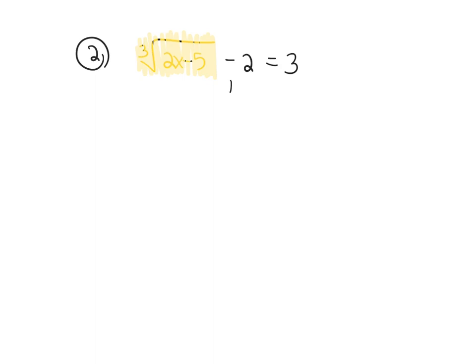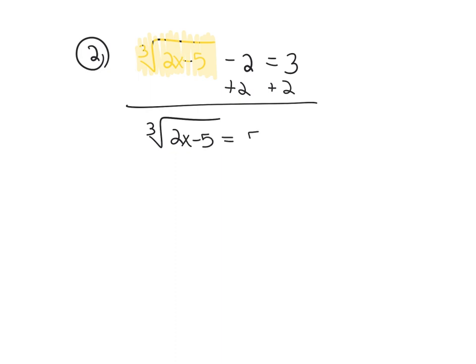So we're going to do that by adding 2 to both sides. And we now have the cube root of 2x minus 5 equals 5. Now in the last problem, we squared both sides, but our goal is to get rid of the cube root. So we're going to go ahead and cube both sides. So that leaves us with 2x minus 5 equals 5 cubed is 125. So you get that by doing 5 times 5 times 5.